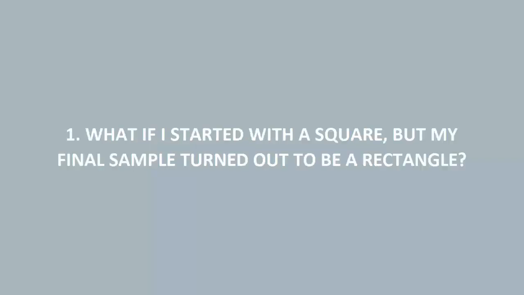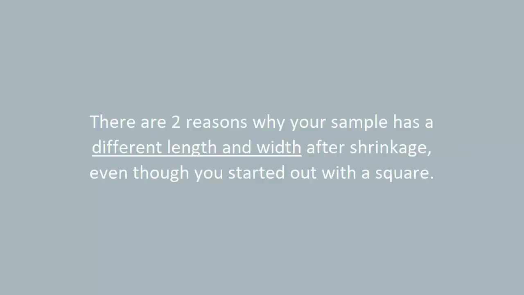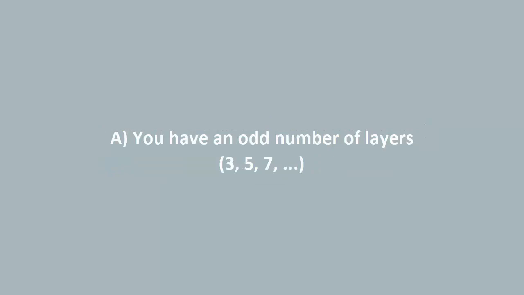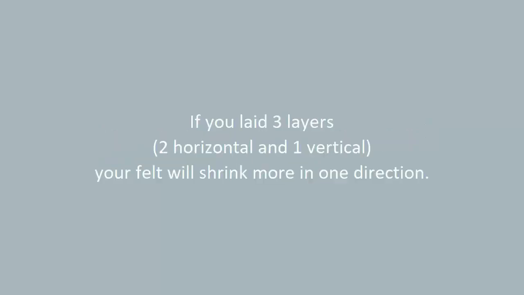Now, let's address a couple of frequent questions felt makers have about their samples. What if I started with a square, so 30 by 30 centimeters, but my final sample turned out to be a rectangle? There are two reasons why your sample has a different length and width after shrinkage, even though you started out with a square. You have an odd number of layers. So if you laid 3 layers, 2 horizontal and 1 vertical, your felt will shrink more in one direction.